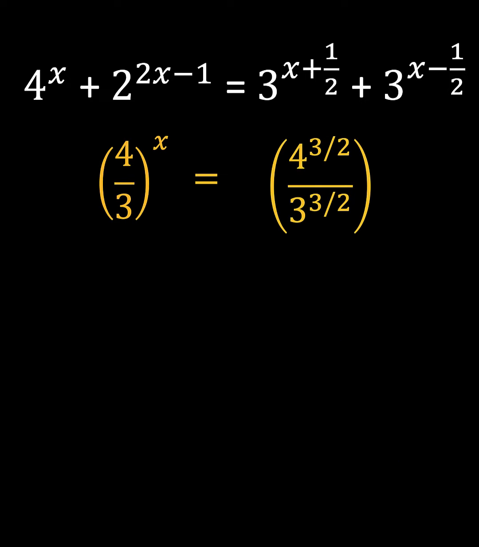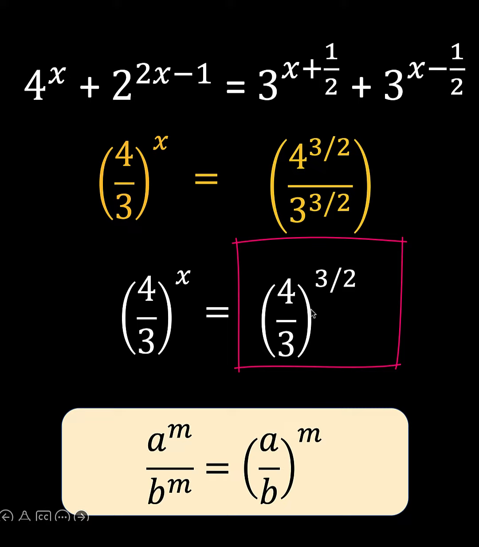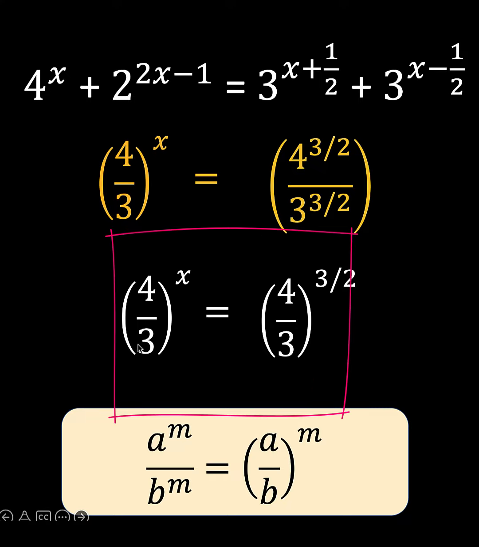And finally, let's recall again this property. So this form here is a raised to m over b raised to m. The bases are different, but the exponents are the same. This is just the same as writing this as the fraction 4 over 3 raised to the common exponent 3/2. Notice now that we have the same bases here. 4 over 3 raised to x equals 4 over 3 raised to 3/2.